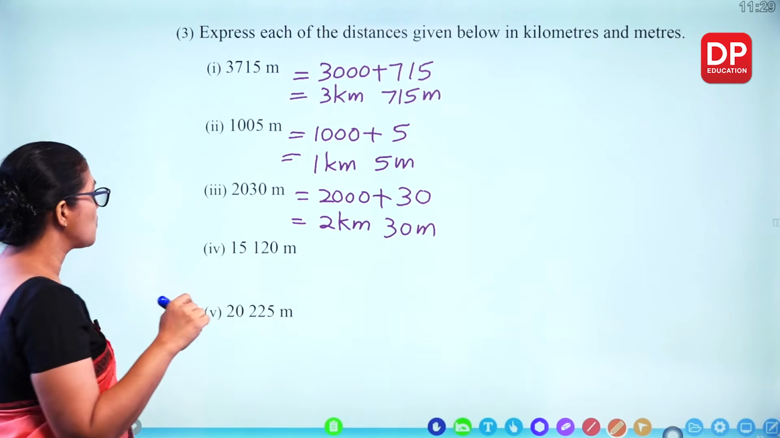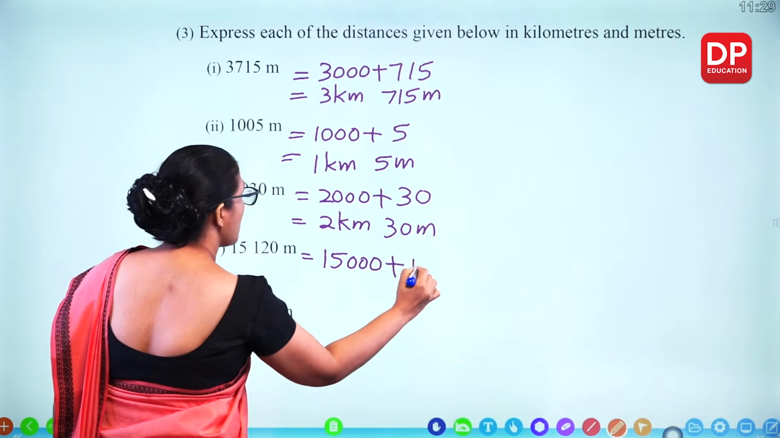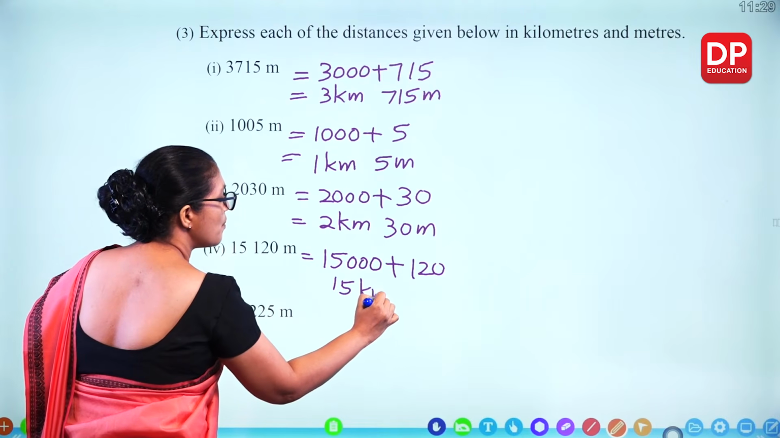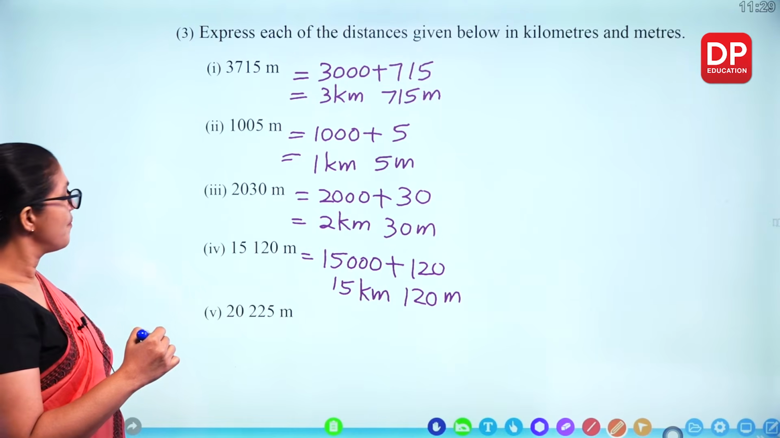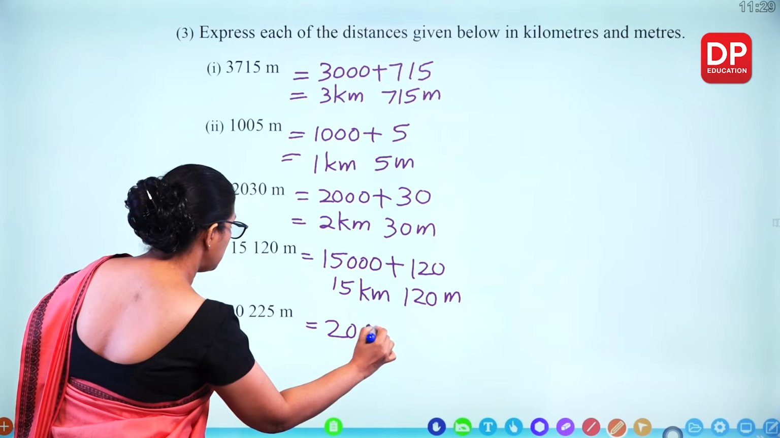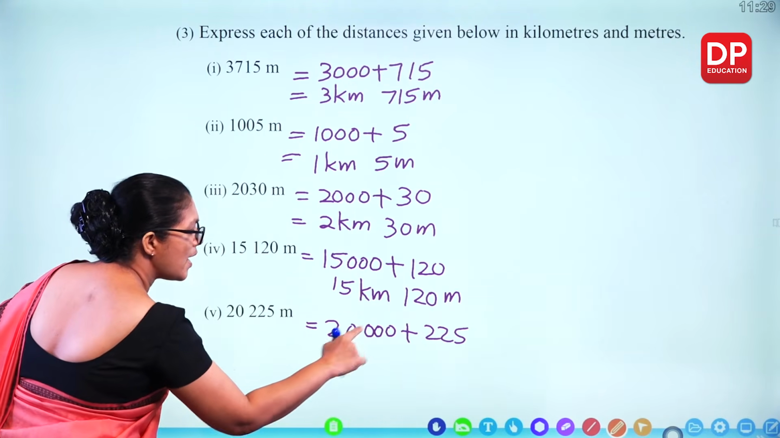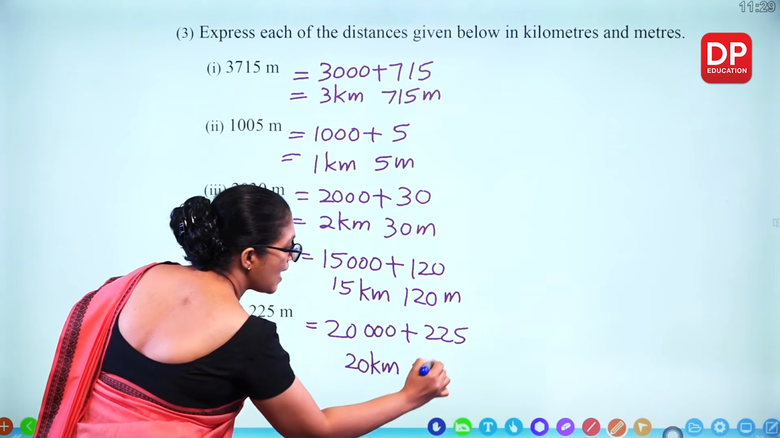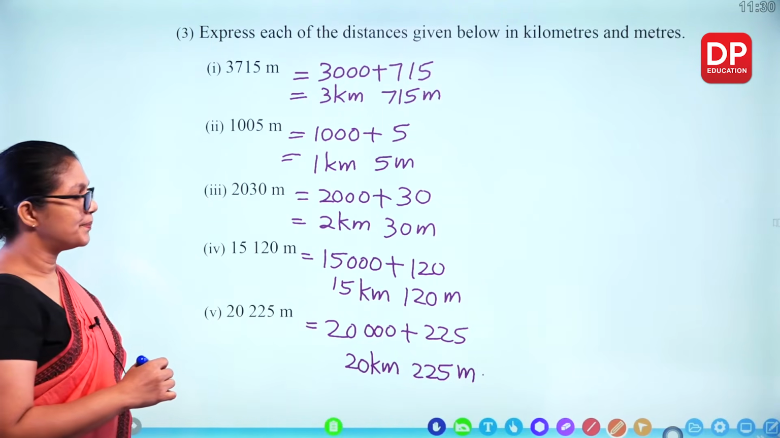How can we split this one? 15,000 plus 120. When you divide by 1000, this is 15 kilometers and 120 meters. This one I can split, 20,000 plus 225. Then when you divide this by 1000, it becomes 20 kilometers and this one 225 meters.